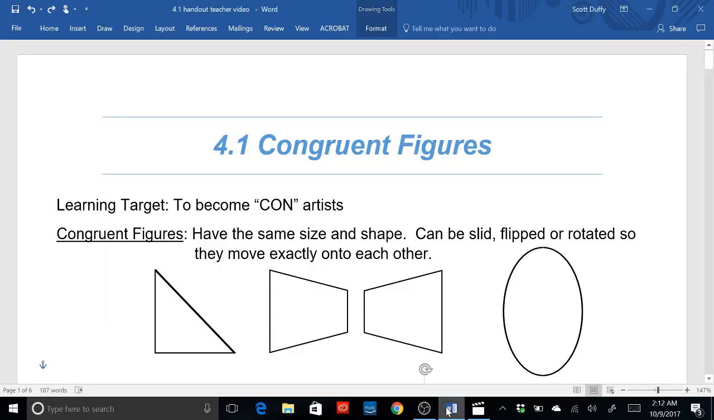Alright, today my lecture is on congruent figures. This comes from chapter 4.1. Our learning target is to become con artists, which is a terrible pun, I apologize.